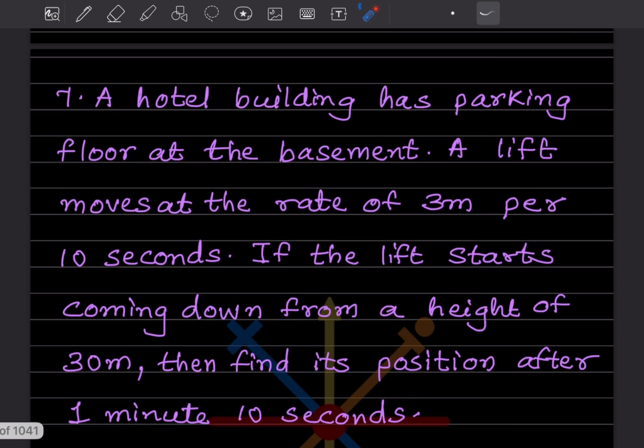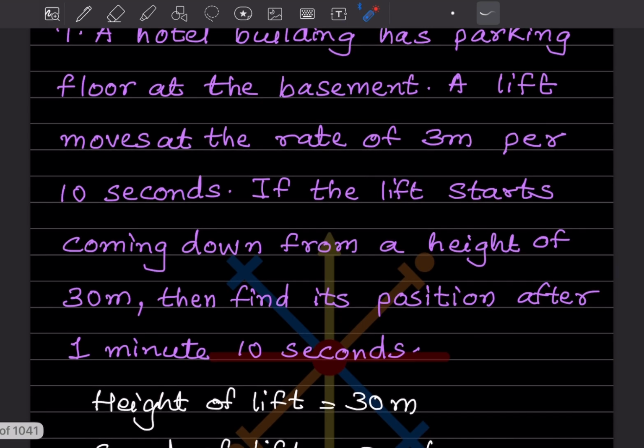A hotel building has a parking floor at the basement. A lift moves at the rate of 3 meters per 10 seconds. If the lift starts coming down from a height of 30 meters, then find its position after 1 minute and 10 seconds. So now let us write the given things.